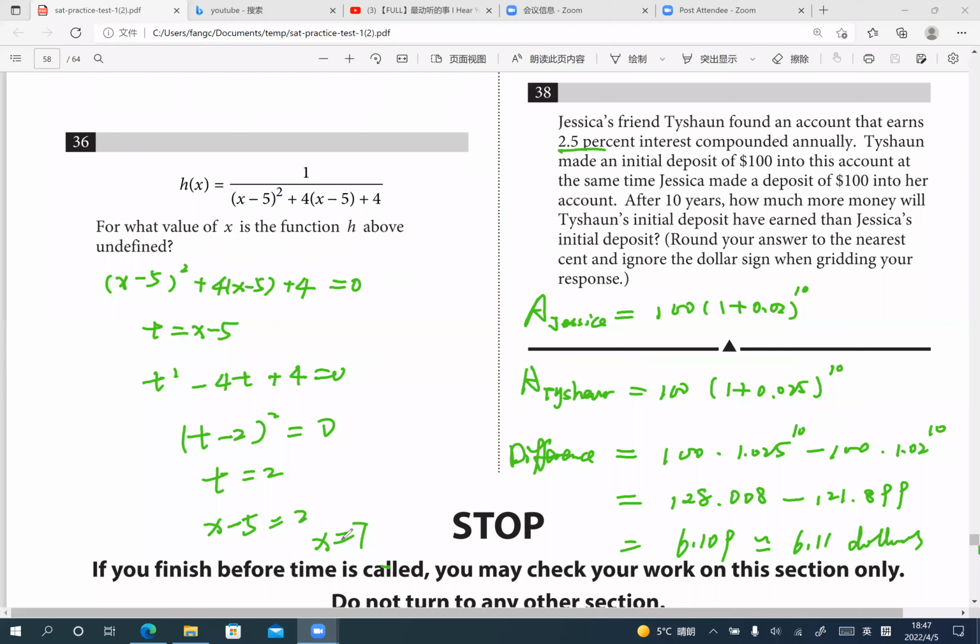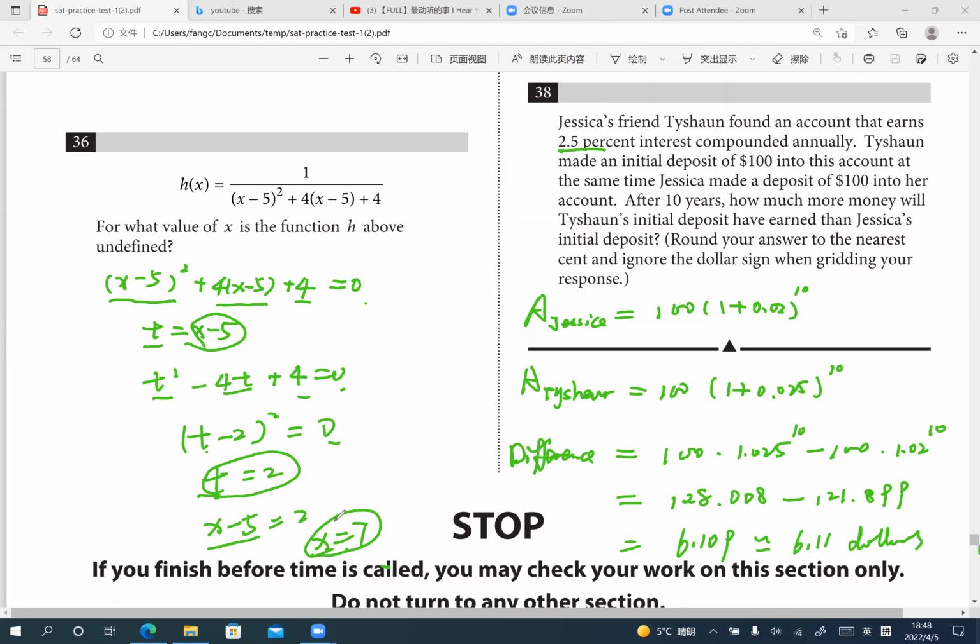Question 36. For what value of x is the function h above undefined? We know when the denominator equals 0, the function is undefined. So (x minus 5) squared plus 4 times (x minus 5) plus 4 equals 0. Then we use t to represent x minus 5, and rewrite the equation. We get t squared minus 4t plus 4 equals 0. And factoring, we get (t minus 2) squared equals 0. So t equals 2. Then substitute back. So x minus 5 equals 2, x equals 7. So when x equals 7, the function h is undefined.